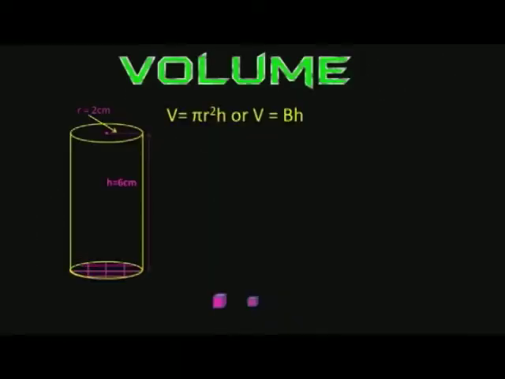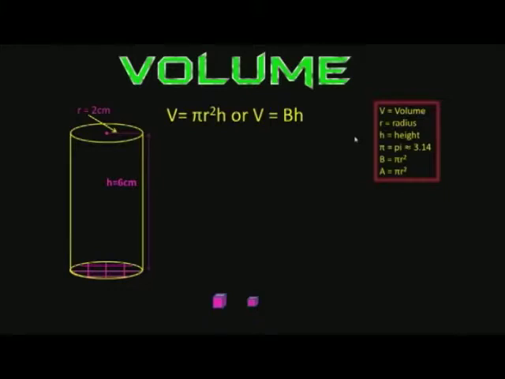Hello, this Mathmotor video is going to be going over how to find the volume of a cylinder. And we use this handy formula here that states that the volume of a cylinder is equal to pi times the radius squared times height, or also commonly used, volume is equal to base times height.